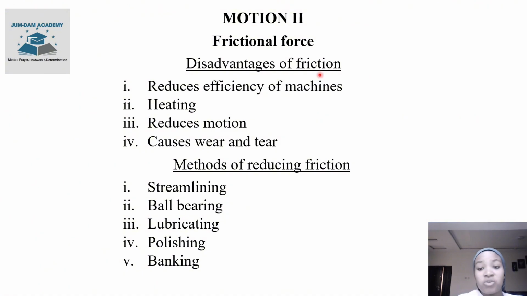So, disadvantages of friction: it reduces efficiency of machines. Have you noticed that when a machine has been used time and time again, it suddenly becomes slow, or it doesn't work as it used to work? That is because of friction. Then heating. As I said, you put your hand like this, you put your other hand like this. When you rub your two hands, you create heat. Suddenly your hand is hot. That is friction, and that is a disadvantage of friction.